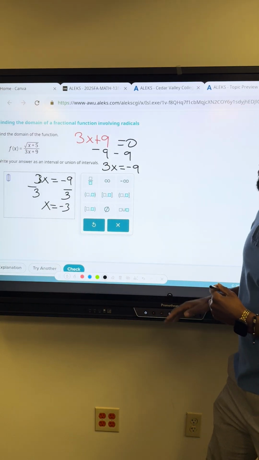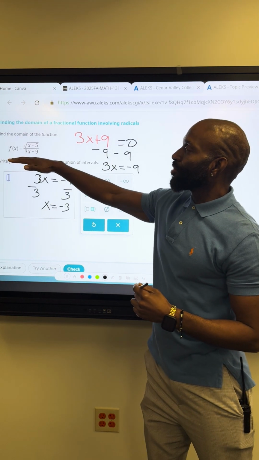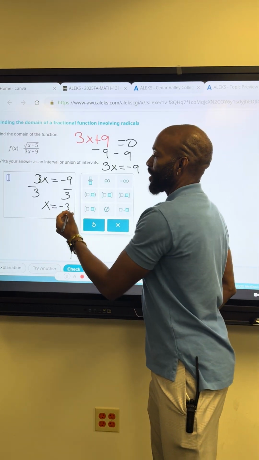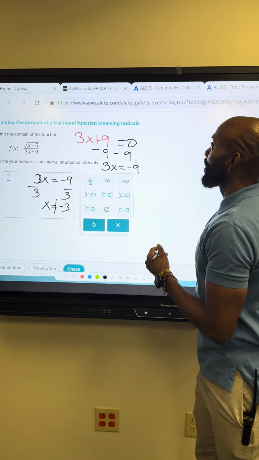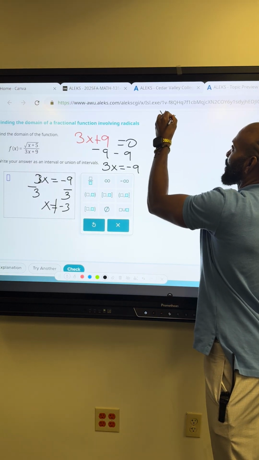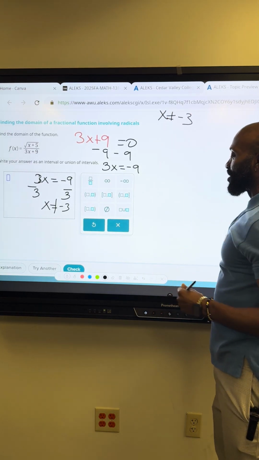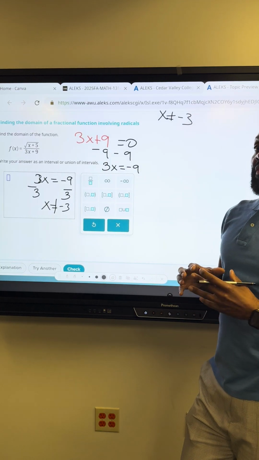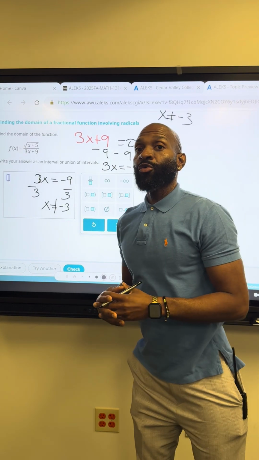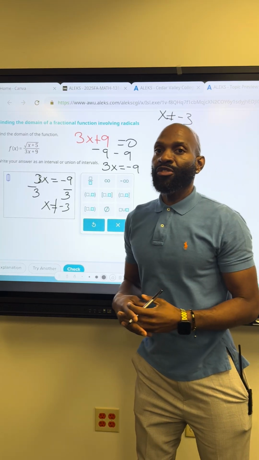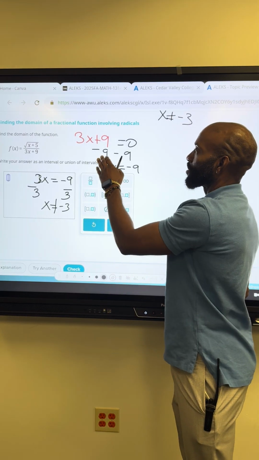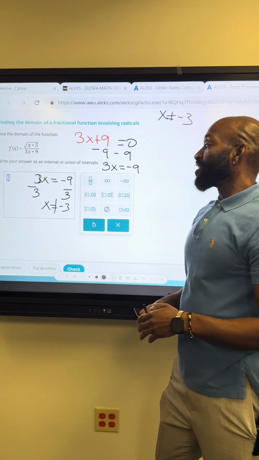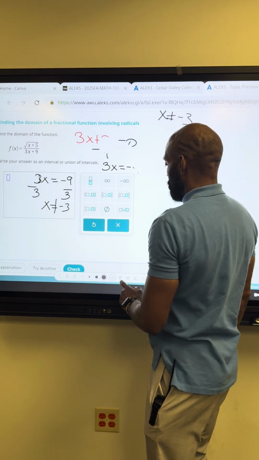So I know that any number I can put in for x in the denominator is going to be okay except negative 3. So I need to get rid of negative 3. So x cannot equal negative 3. I need to exclude that from the domain. Remember, if it's in the denominator, we don't want our denominator to equal 0. That's why we set 3x plus 9 equal to 0, to get rid of those x values.